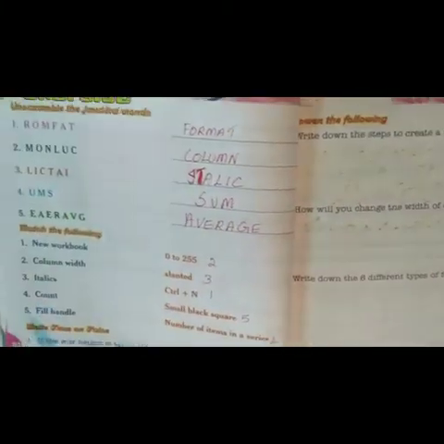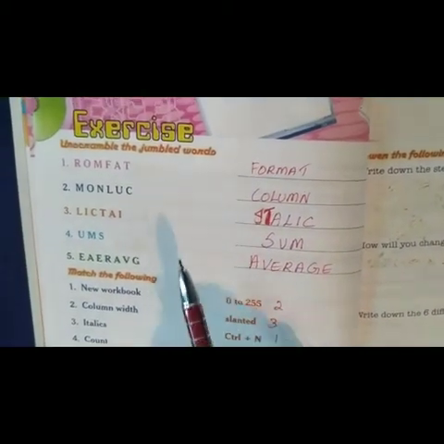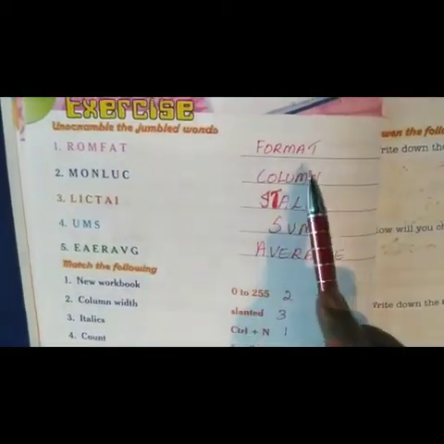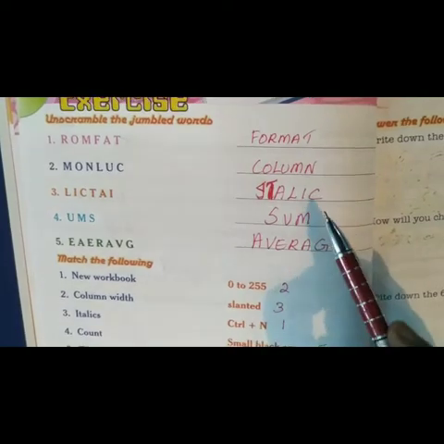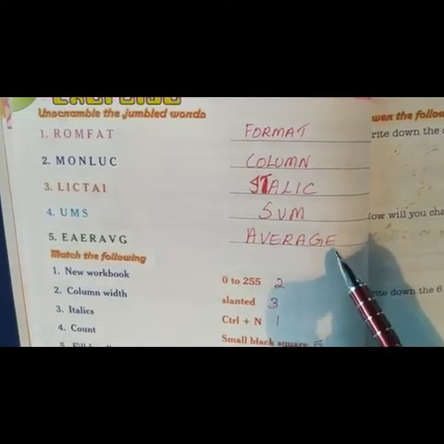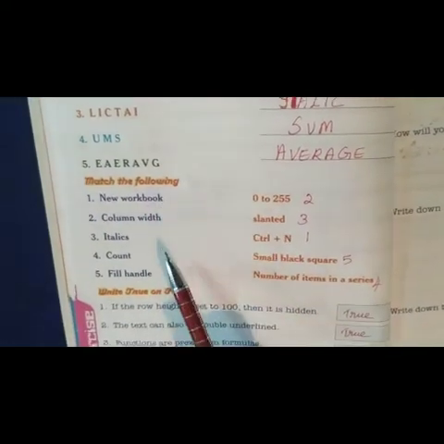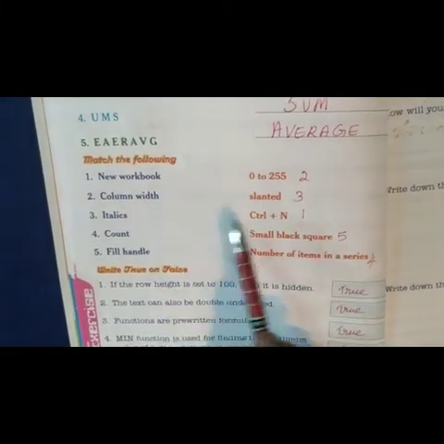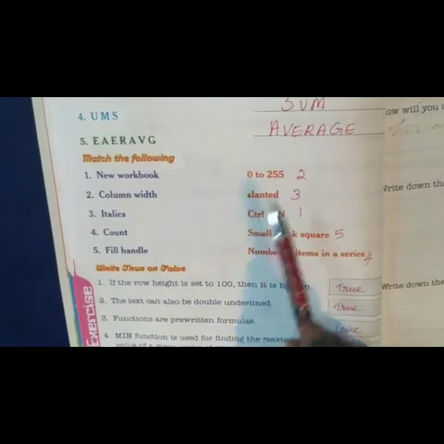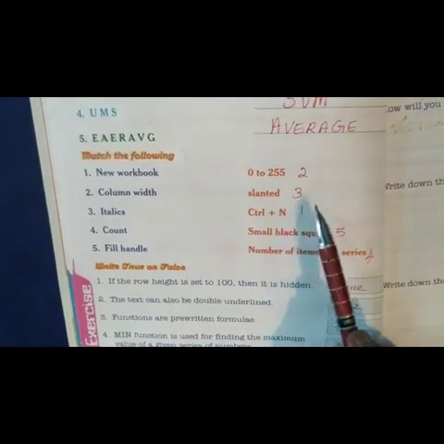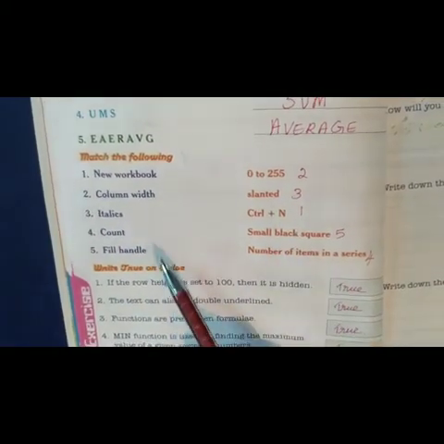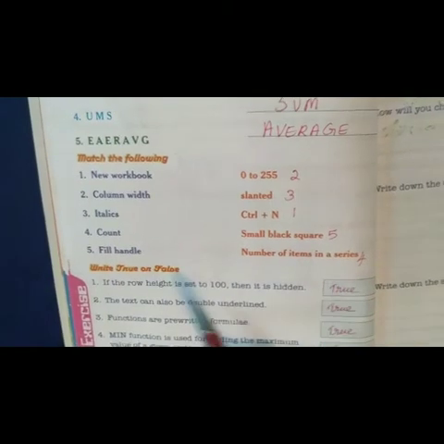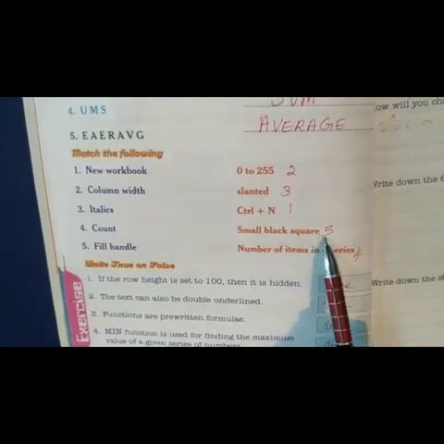Here you can see some jumbled words. First one is format, column, italic, sum, average. Next one is match the following. New workbook, Ctrl+N. Column width, 0 to 255. Italics, slanted. Count, number of items in a series. Fill handle, small black square.